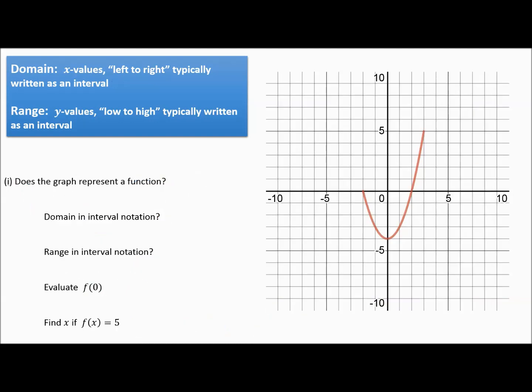All right, this might be something you want to try on your own. Pause it for a minute and see how you can do. Now, does this graph represent a function? Does it pass the vertical line test? And if you'll notice, it does.